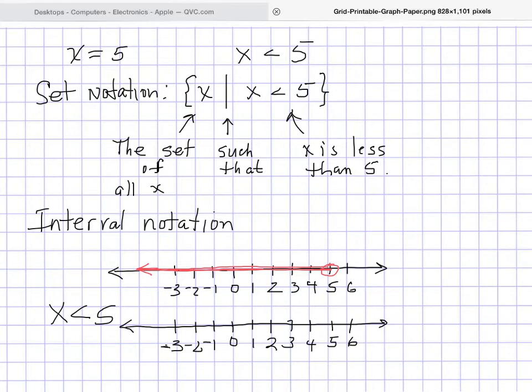For interval notation, we're going to say, well, does my solution include 5? No, because it's less than 5. Well, I'm going to put a parentheses on 5, facing the curvature, facing the direction that my arrow is going to go, to the left, because it's everything less than 5. That's the only difference. Instead of the open circle, we're going to use a parentheses. Now, if the problem was x is less than or equal to 5, we would have used a bracket.